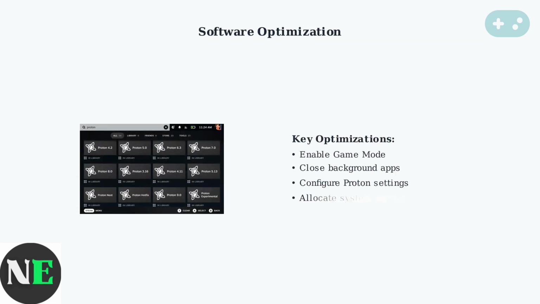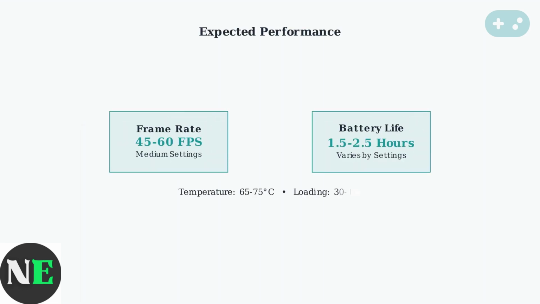Software optimization is equally important. Use Steam's game mode, disable background processes, and configure Proton compatibility settings properly. With proper optimization, expect 45 to 60 frames per second on medium settings. Battery life ranges from 1.5 to 2.5 hours, depending on your configuration.